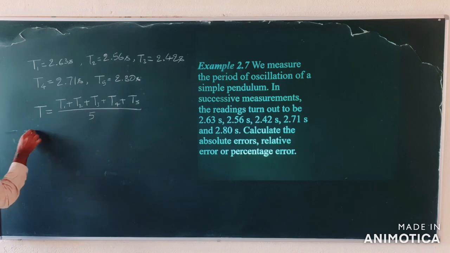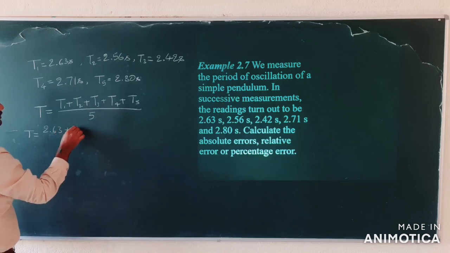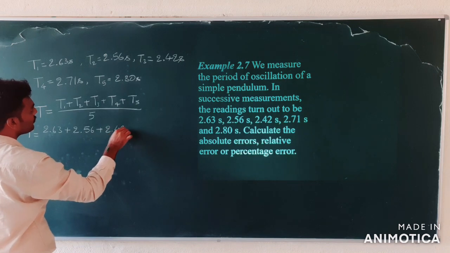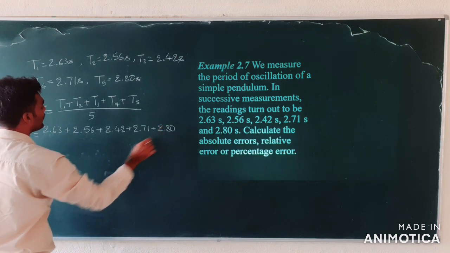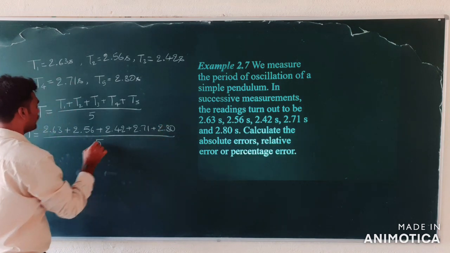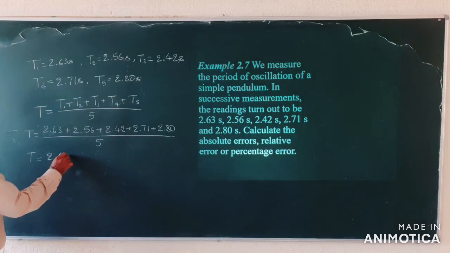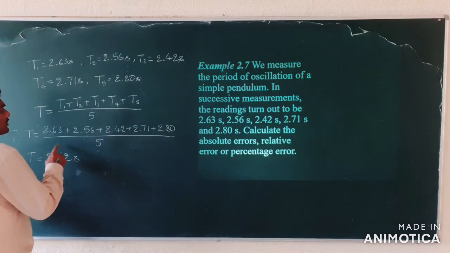So T is equal to T1 which is 2.63 plus 2.56 plus 2.42 plus 2.71 plus 2.80, whole divided by 5. Add them using the calculator and divide it by 5 so that you get the mean or the average equal to 2.62 seconds.